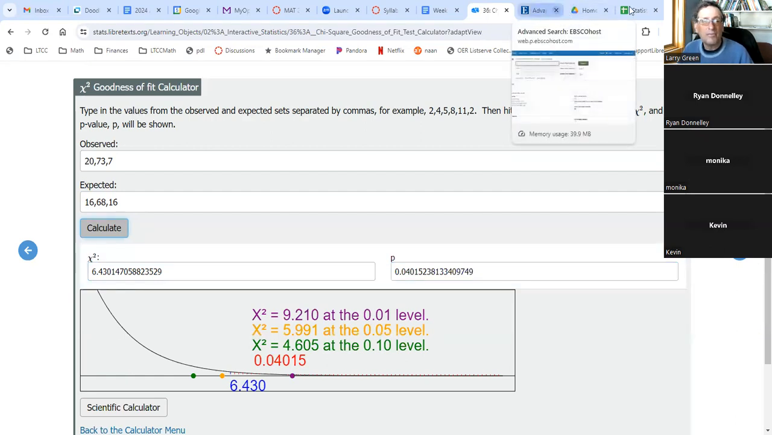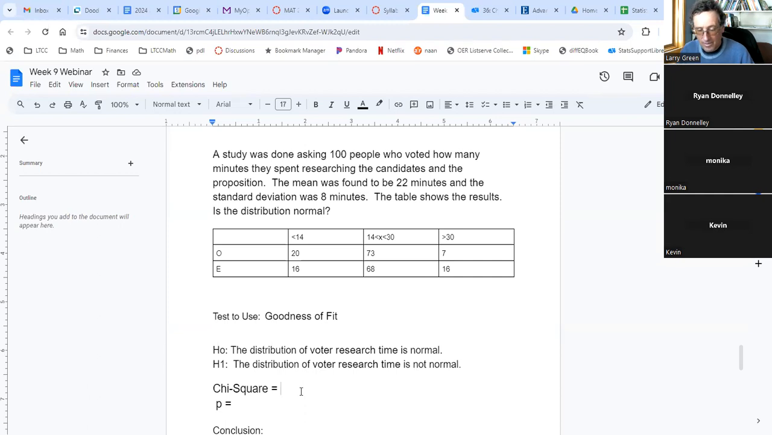So let's write that out. 6.43. By the way, what level of significance do you think we should use? Yeah, this is politics. I mentioned politics always uses 5%. I don't think I've ever seen any politics study use anything other than 5%. So we're going to use a 5% level of significance. Our p-value is 0.04. So what's the conclusion?